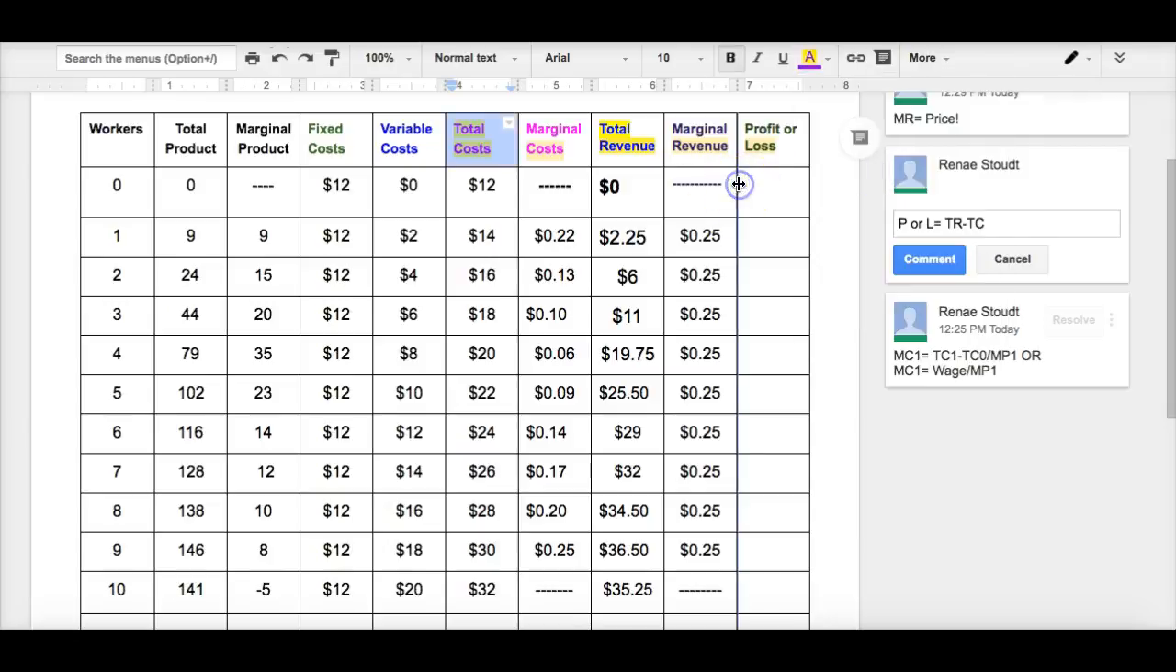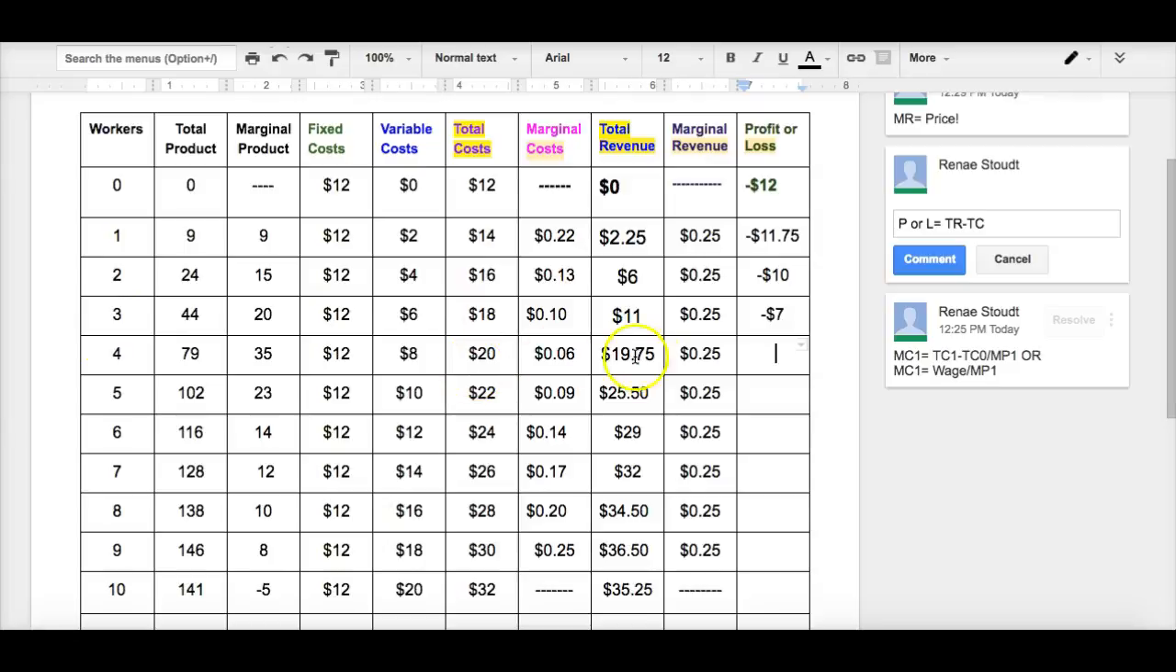Okay, so we're looking at total revenue and total cost. Taking 0 minus 12, we get, obviously, a loss of negative 12. For one worker, we're subtracting 225 minus 14, so obviously that's a loss of 1175. At 2 workers, we're subtracting 6 minus 16, so that's a loss of 10. At 3 workers, we're subtracting 11 minus 18, so again, that's a loss of $7.